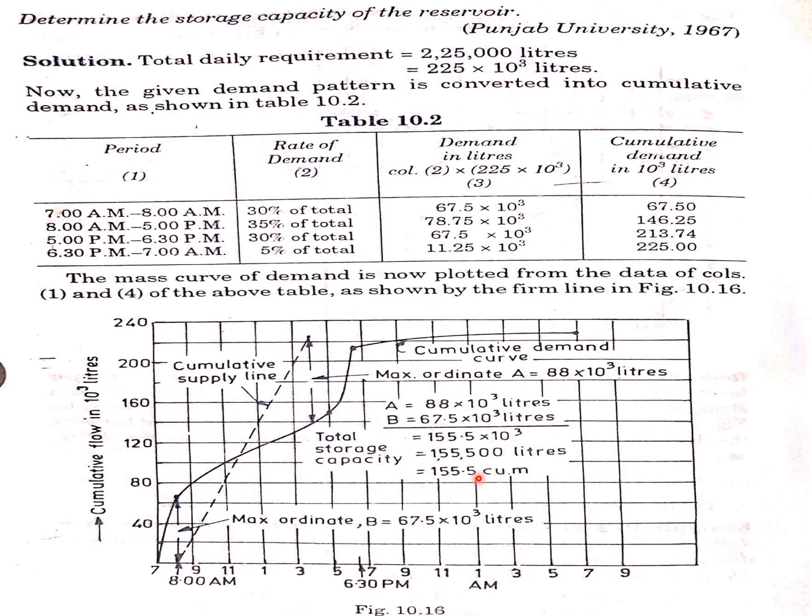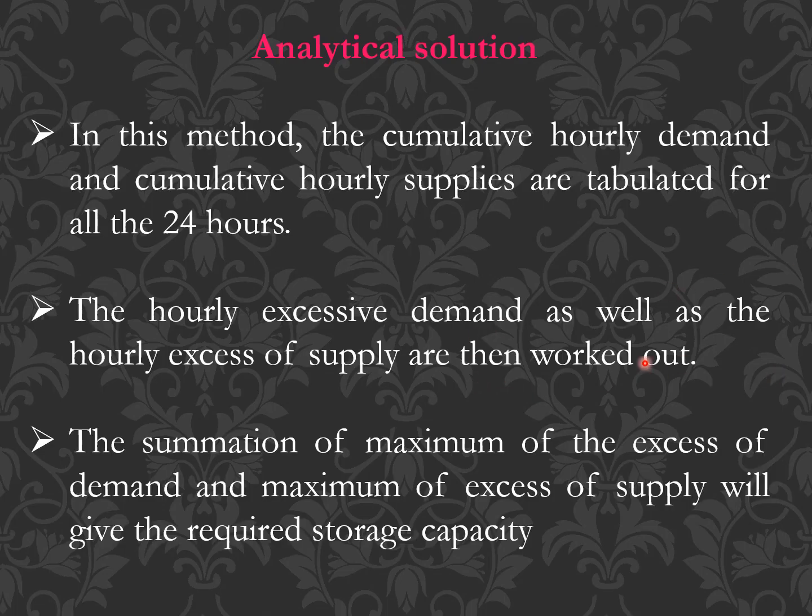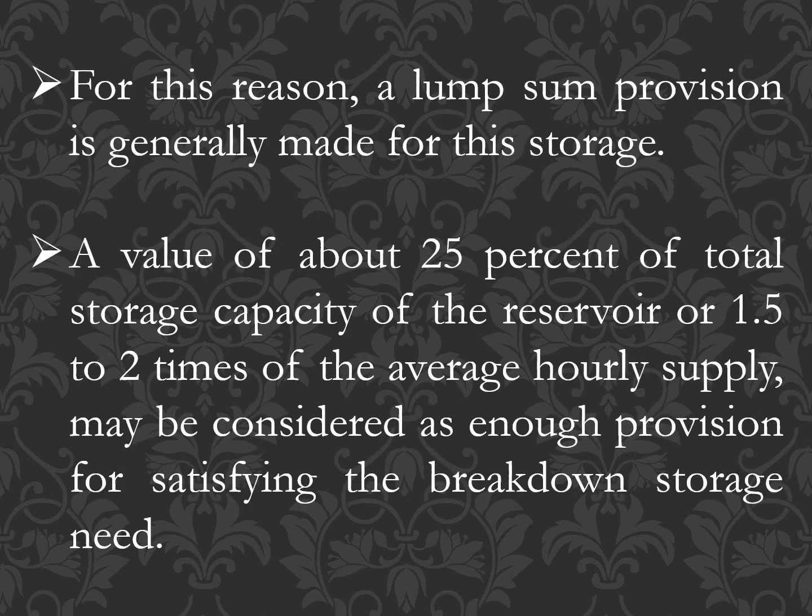Now the total storage capacity is 155.5 cubic meter. Okay. Can you understand now? So 8 hours, the total supply is 8 hours per day. So 8 hours is equal to 28.125. If we draw it, we can find the total storage required, by using the Mascov method and then by the analytical method. So breakdown storage: 25% of the total capacity is to be kept for breakdown storage.